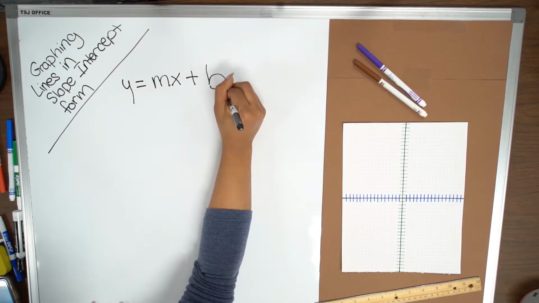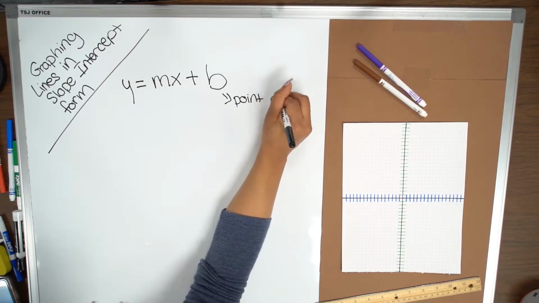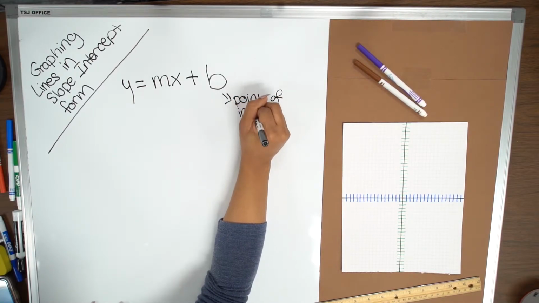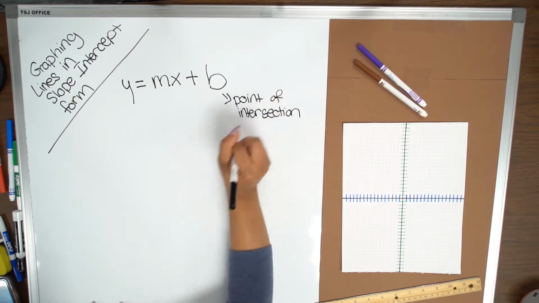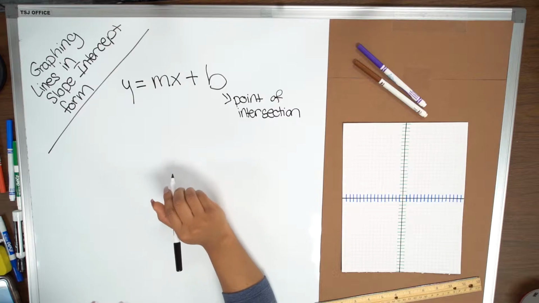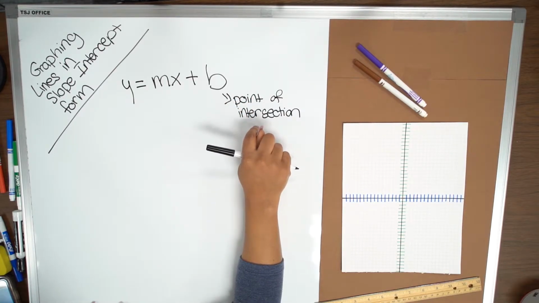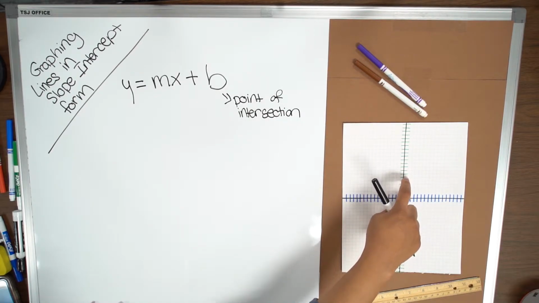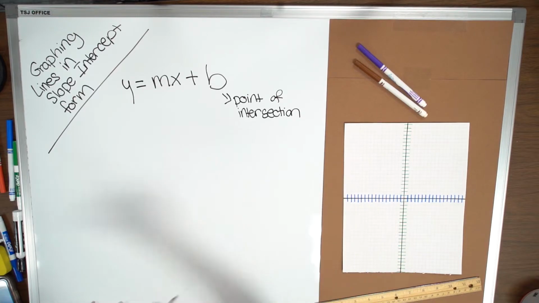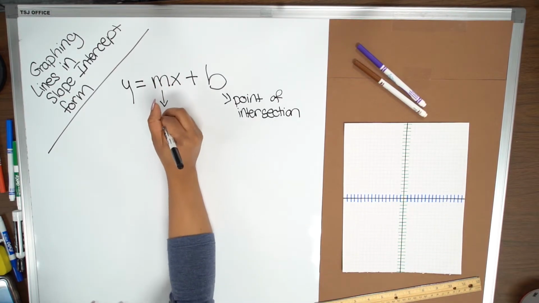B is the point of intersection. I hope I'm spelling that correctly. But B is the point where it starts, okay? So that's either the actual point on the Y-axis or the actual point on the X-axis, okay? The M is usually a fraction.